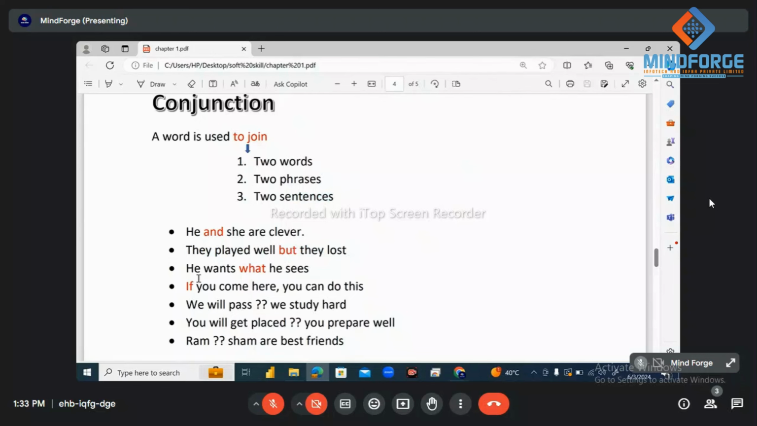Okay. Now he wants what he sees. Right. He wants what he sees. So here we are connecting two different phrases with the help of what.